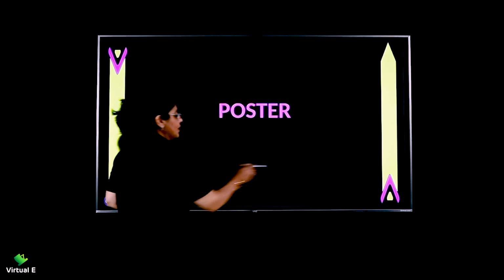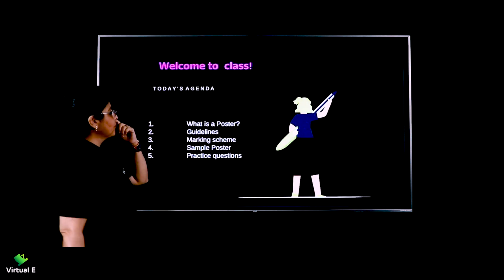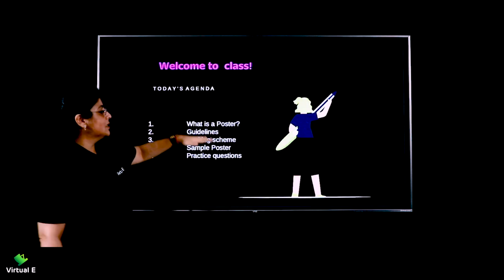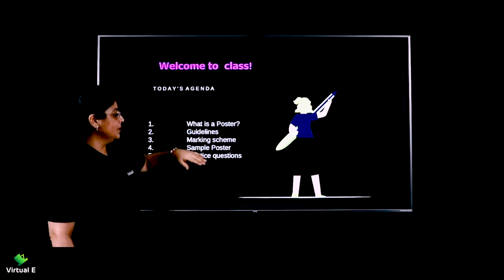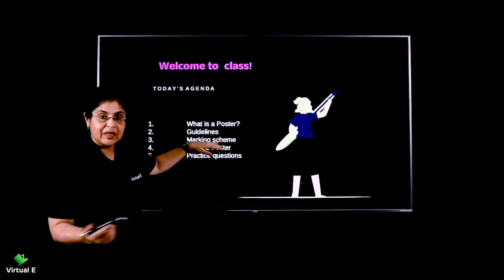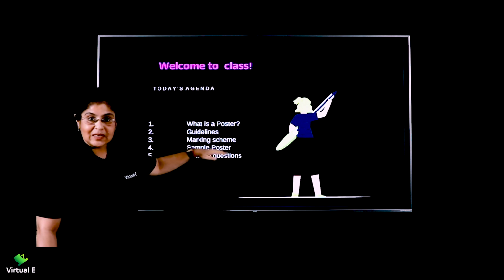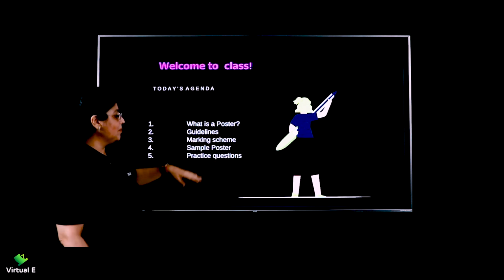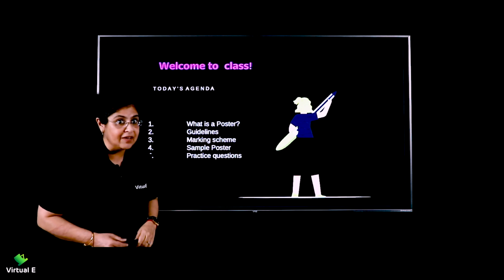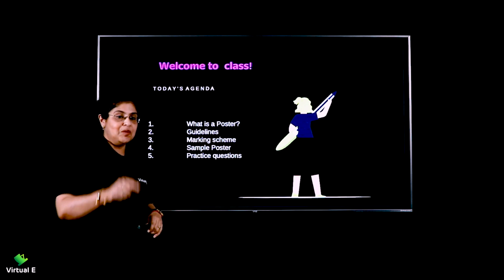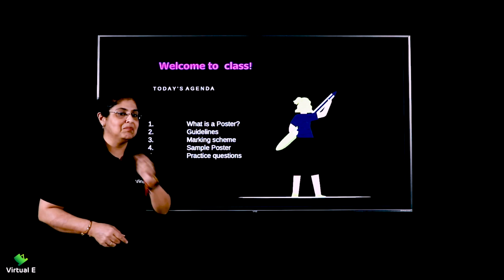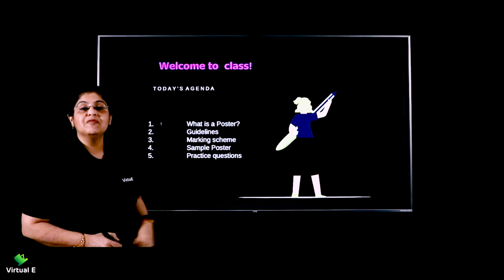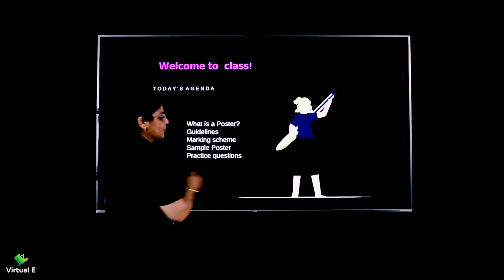So let's go on further to see how it is. You're going to learn in this what is a poster, the guidelines on how to make a poster, the marking scheme for the same, sample posters, how you actually do them, and of course, we've never left you without practice, because you remember, practice makes a man perfect. So yes, you have practice questions too.